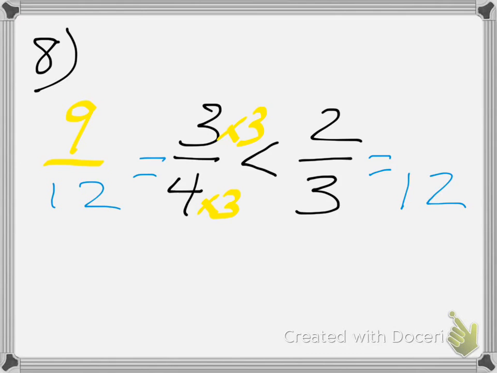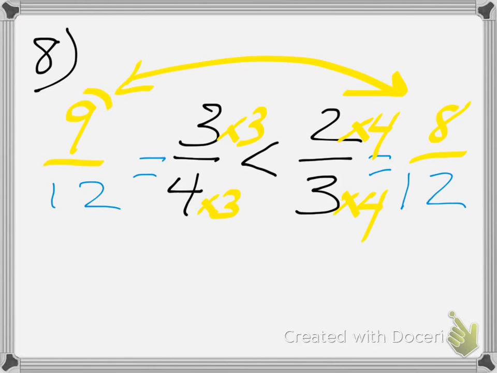Whatever we do to one, we do to the other. So 3 times 4 on the second fraction is 12. So we multiply 2 times 4 and get 8. Now we just have to compare these two, and since 9 is greater than 8, this is false.